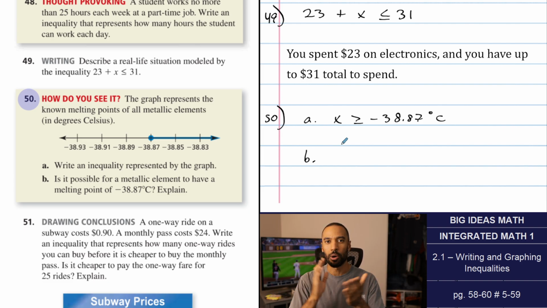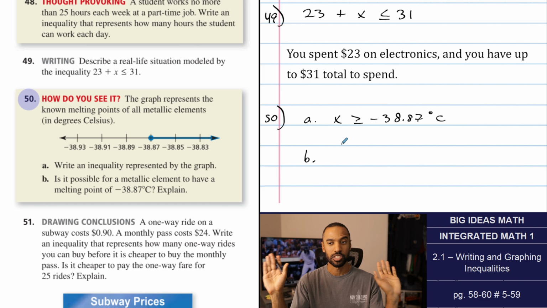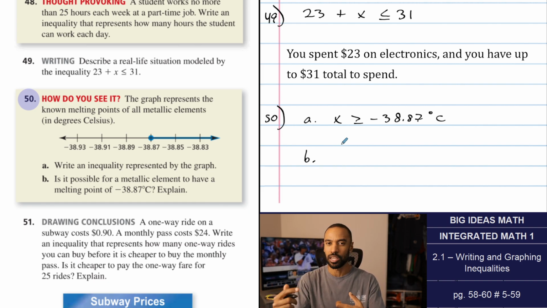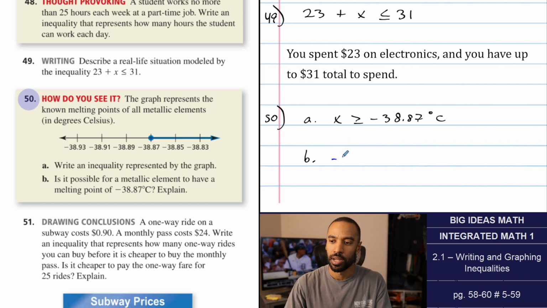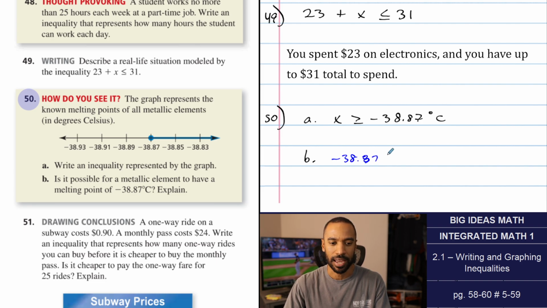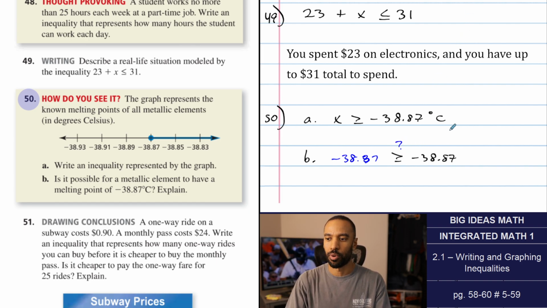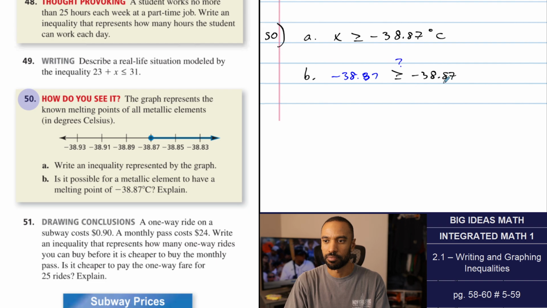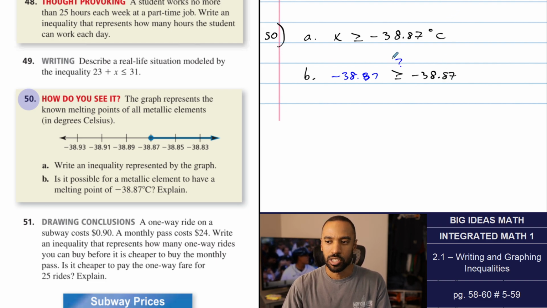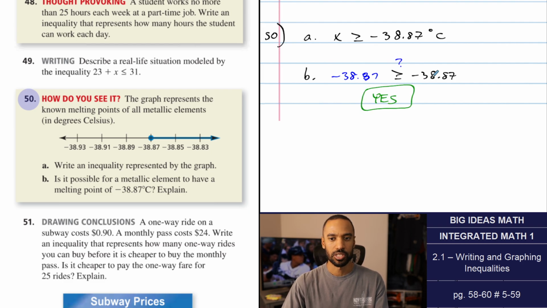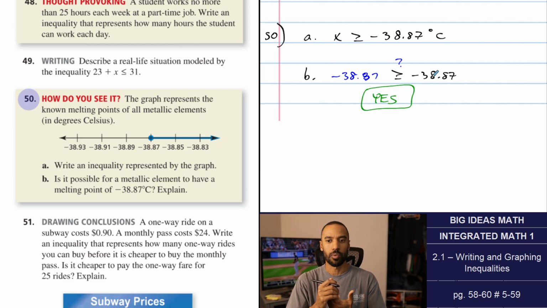How can something that's well below freezing point still melt? I guess it's possible, but the real question is on an inequality basis. Can I substitute negative 38.87 for x, and is that still greater than or equal to, and I'm going to put the question mark this time, is it still greater than or equal to negative 38.87? I keep saying 37. It is, it's not greater than, but it is equal to it. So yes, it's possible for this to have it because it fits within the inequality.